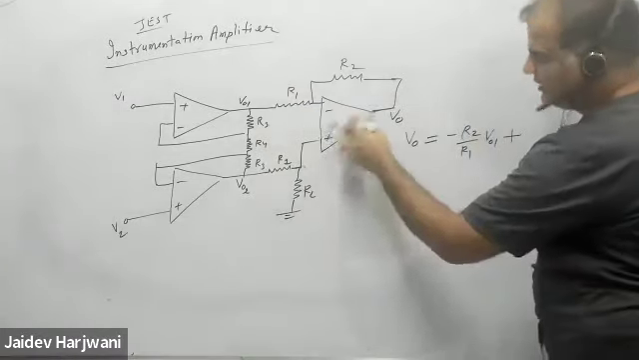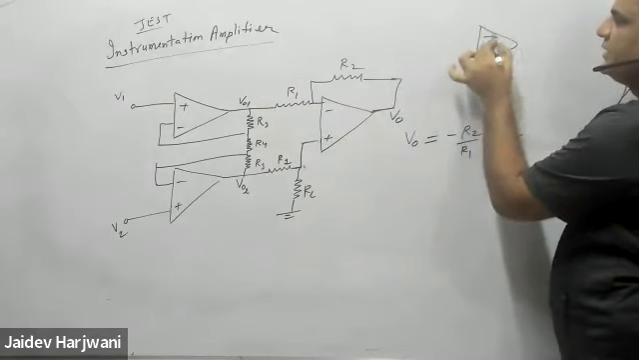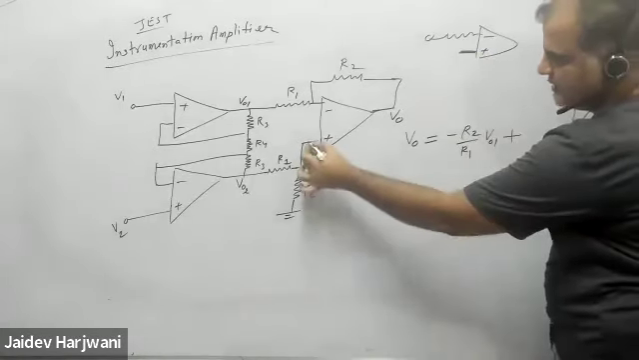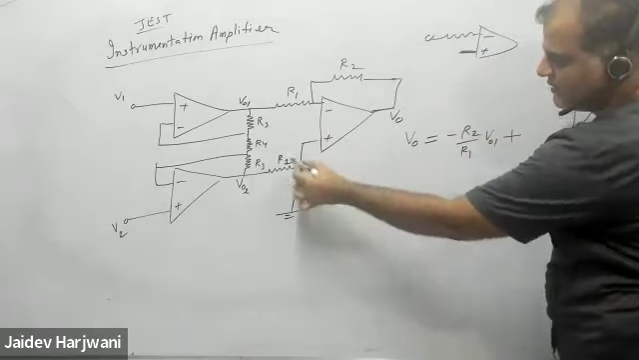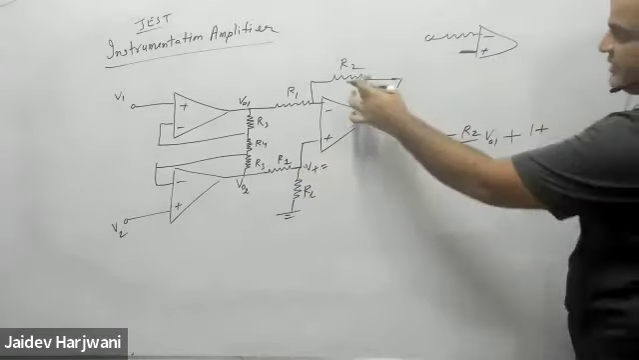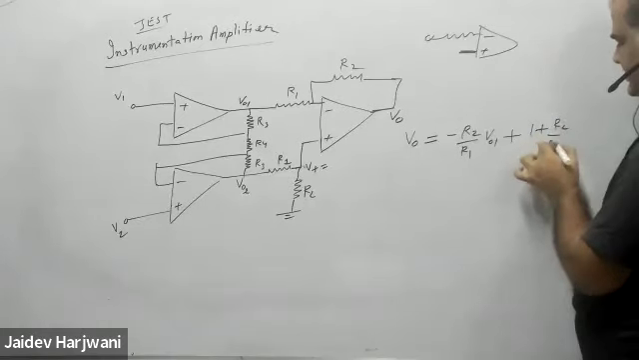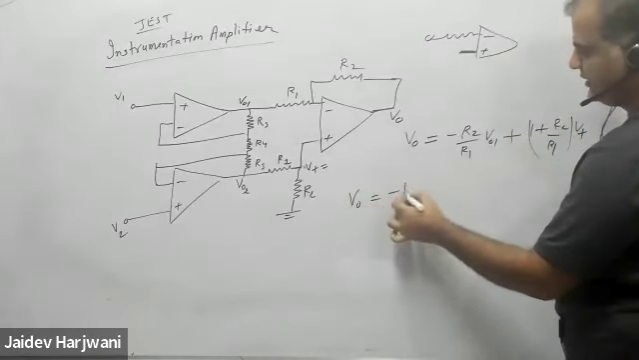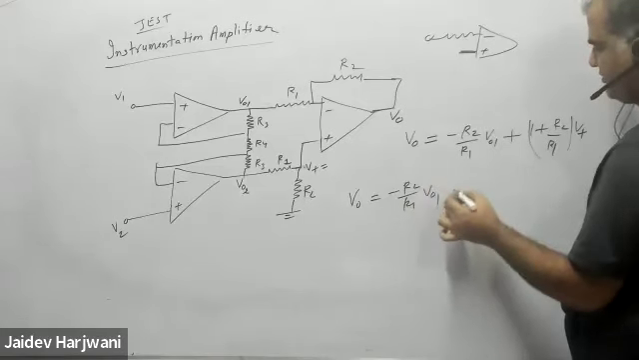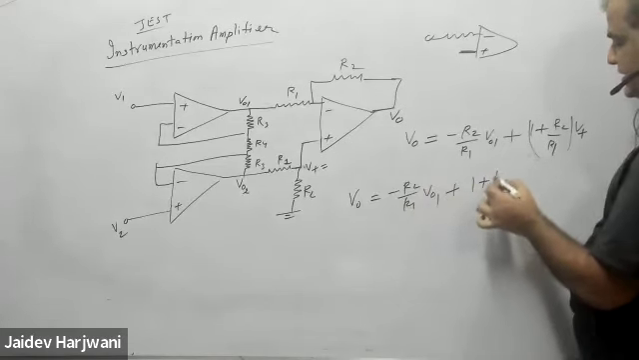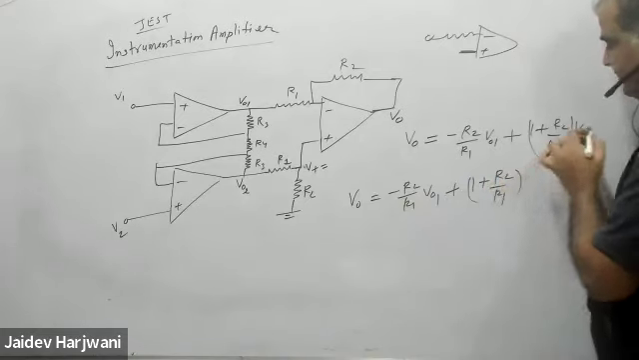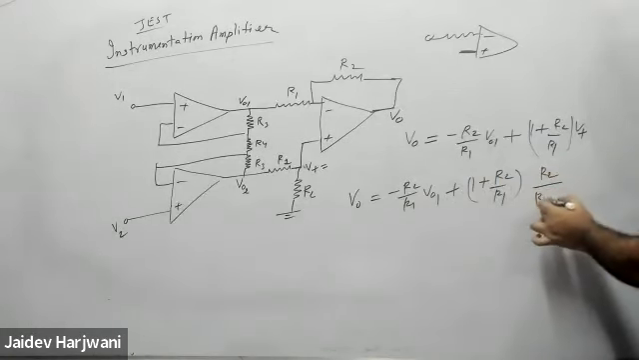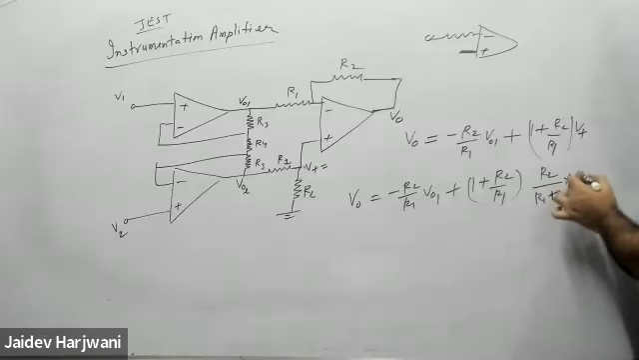Now always remember, in inverting the input is here, and in non-inverting the output is direct, so this needs the direct input. How much is this V plus? This is 1 plus R2 by R1 into V plus. So V naught will be minus R2 by R1 V naught 1 plus 1 plus R2 by R1, and this V plus is how much? R2 upon R1 plus R2 into V naught 2.